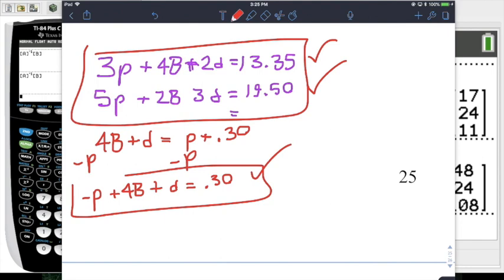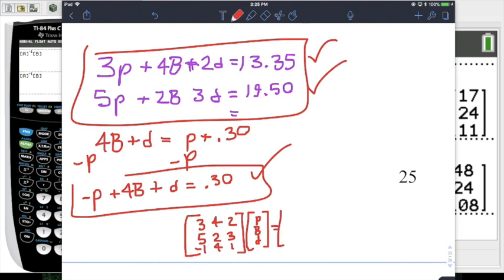All right, let's set it up as a matrix. We'll go 3, 4, 2. We'll go 5, 2, 3. And then negative 1, 4, and 1. Go in the same order as your variables: pizzas first, breadsticks second, and drinks last. And then $13.35, $19.50, and 30 cents.